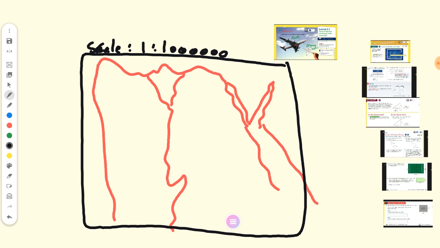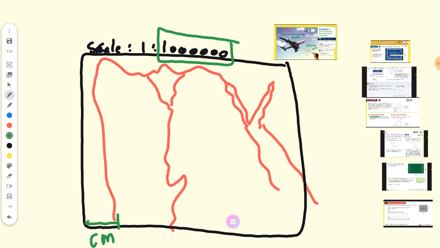So that means what? Each 1 centimeter over here equals in real 1 million centimeters. 1 centimeter on the map equals in real life 1 million centimeters. So this is the meaning of drawing scale. I reduce it to see it easily, so I can measure it by ruler.